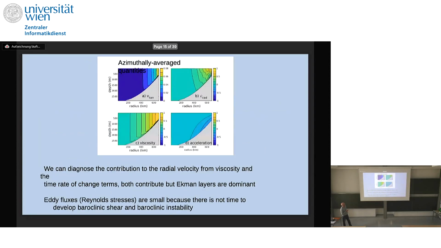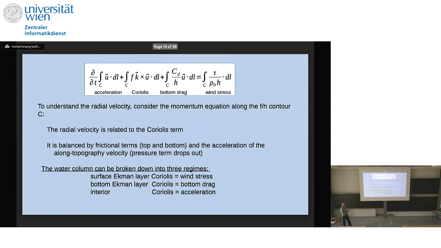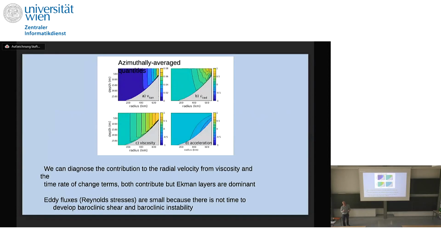So if we put all these over on the right-hand side, invert for that radial velocity by dividing by f, we can attribute the radial velocity to different terms. So these are the things I showed before. This is the radial velocity due to viscosity. So the surface Ekman layer is hidden. It's right along that top surface. You can see there's a bottom Ekman layer down here, and these are vertical. The acceleration term has this radial component, so it's going from the outside in and also downward.